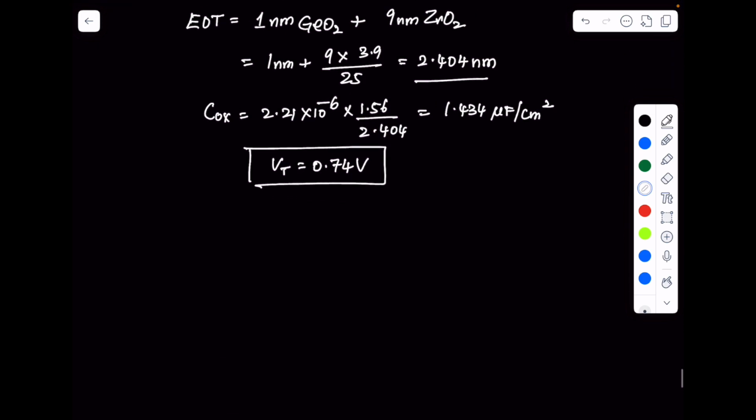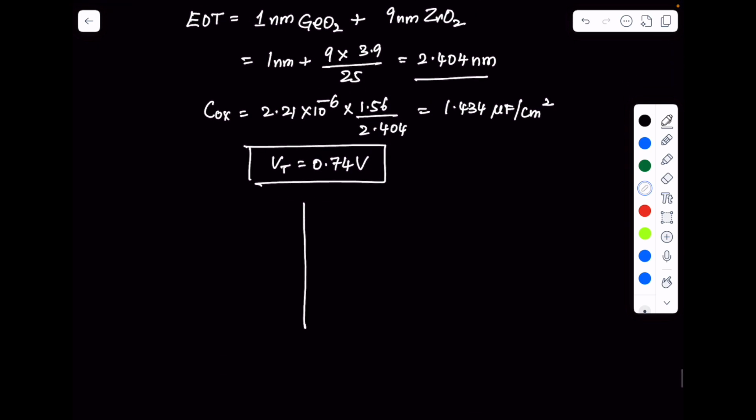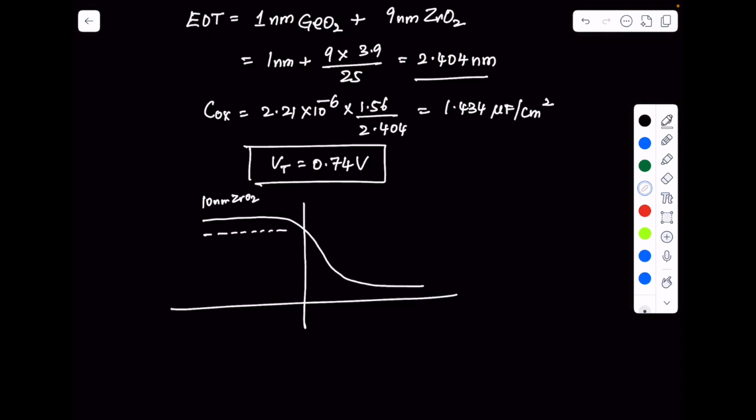So you can see that if I were to plot this on a CV curve, right? Remember, this is p-type germanium, so it's an NMOS. So in reality, if the 10 nanometer zirconium dioxide looks something like this, what's going to happen if this was your 10 nanometer zirconium dioxide, the earlier device? Your actual device might look something like this, right? This part roughly stays the same. It is a reduction in the accumulation capacitance, which is what is happening in this case.